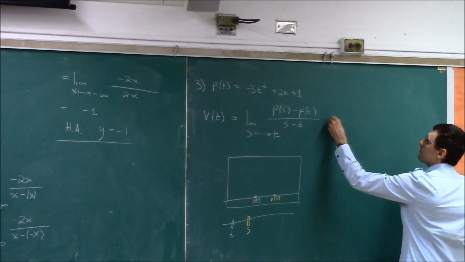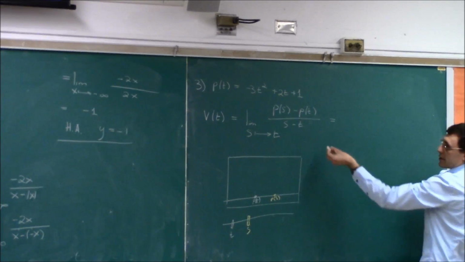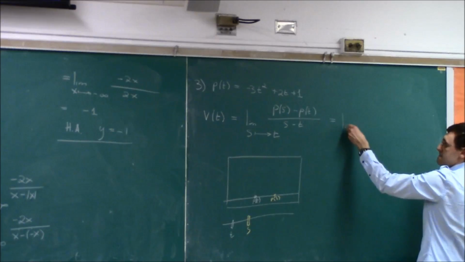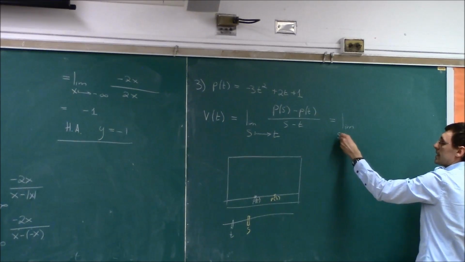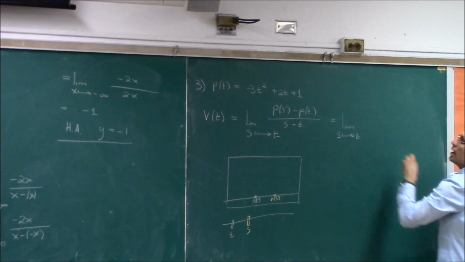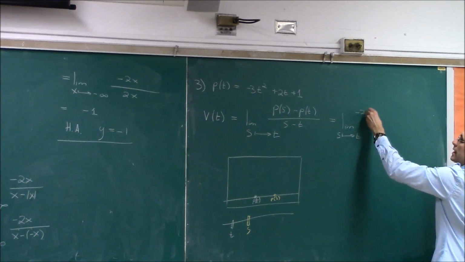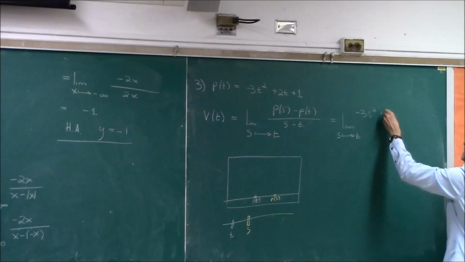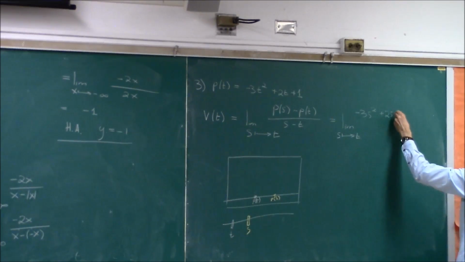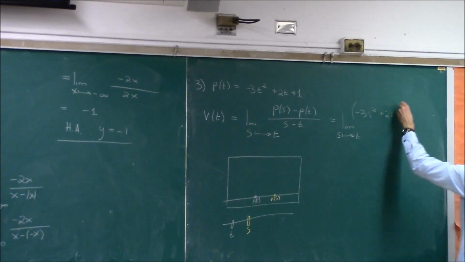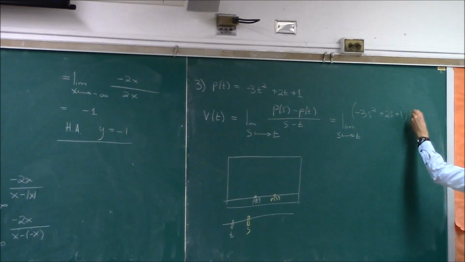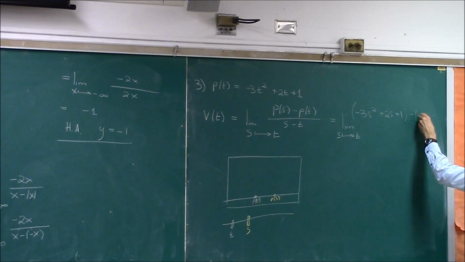All right, and then in doing the actual calculation here, this is the limit as s goes to t, and what is p of s? P of s is minus 3s squared plus 2s plus 1. That's p of s. Minus p of t, which is the same exact thing.